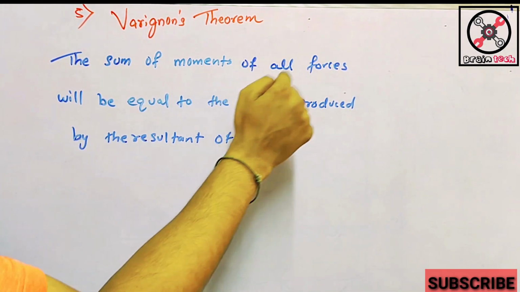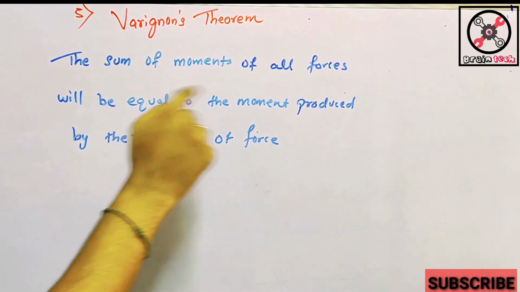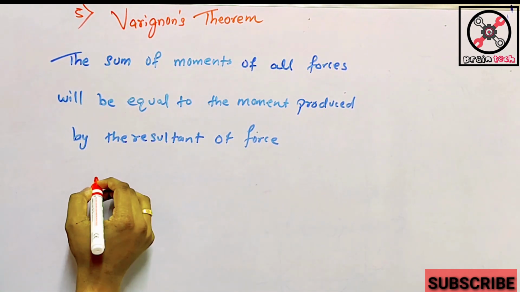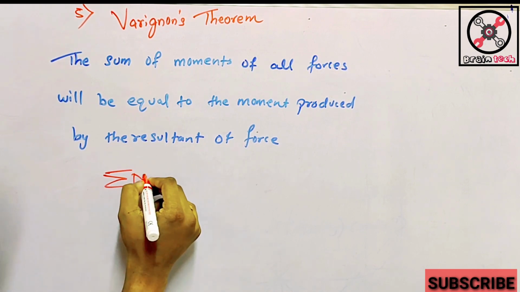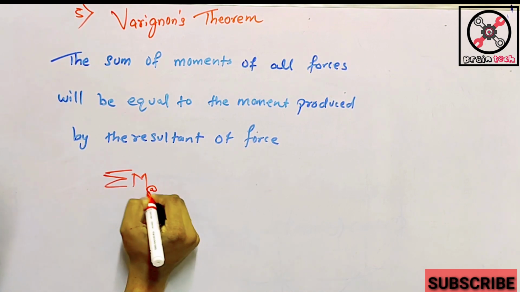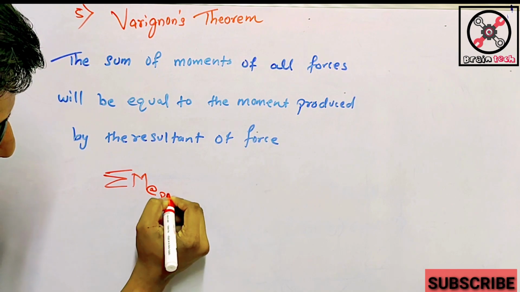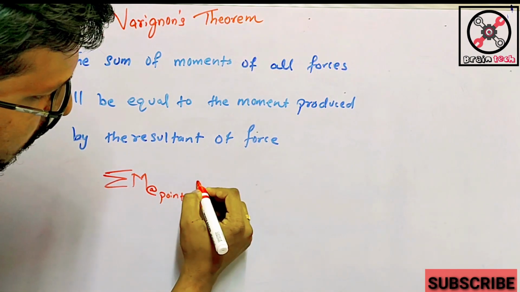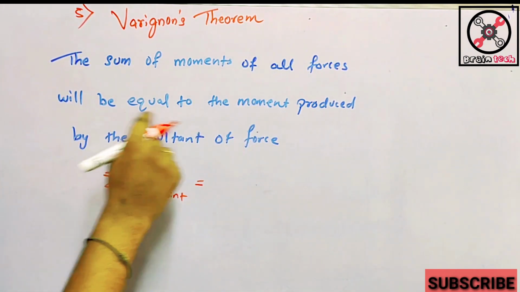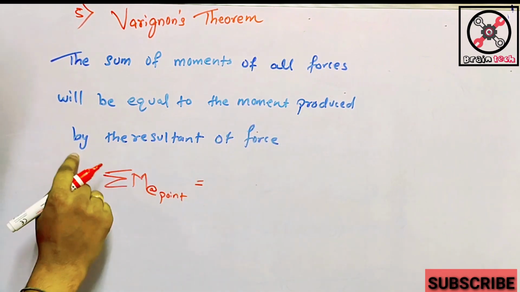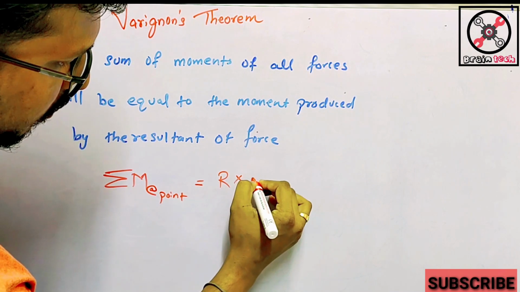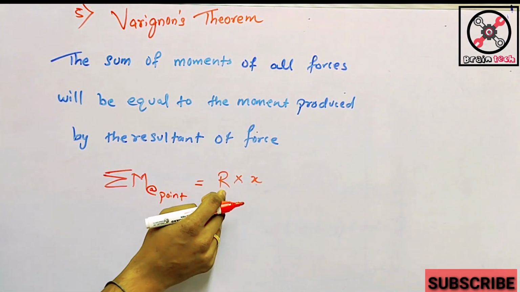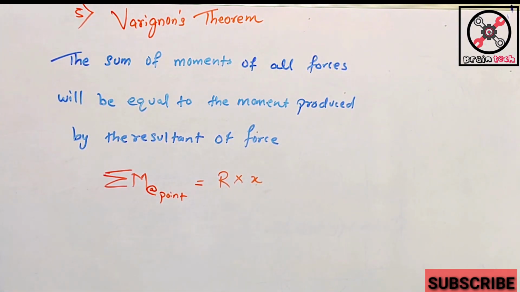The sum of moments of all the forces will be equal. We'll see the mathematical relation. Summation of moment about any point is equal to the moment produced by the resultant of the force. Resultant of the force means what? R into X. R stands for resultant, X stands for distance.